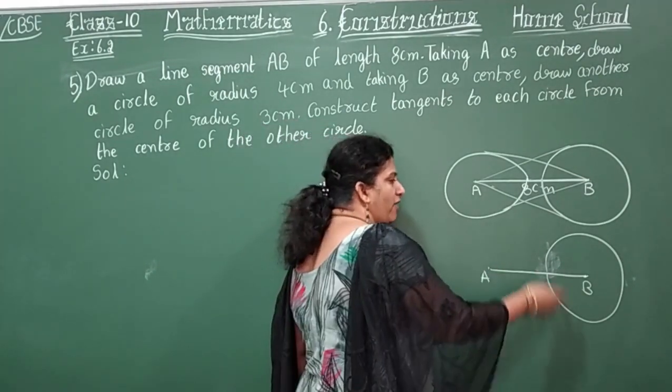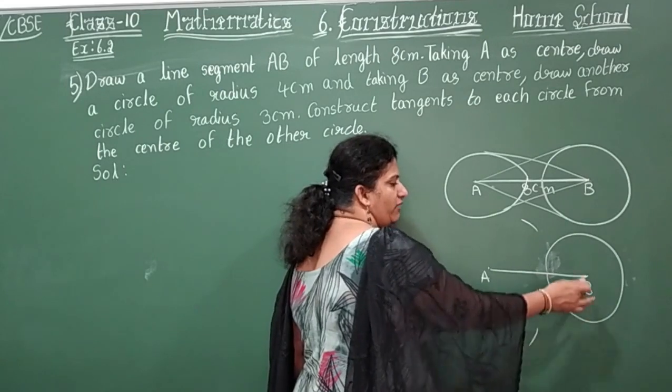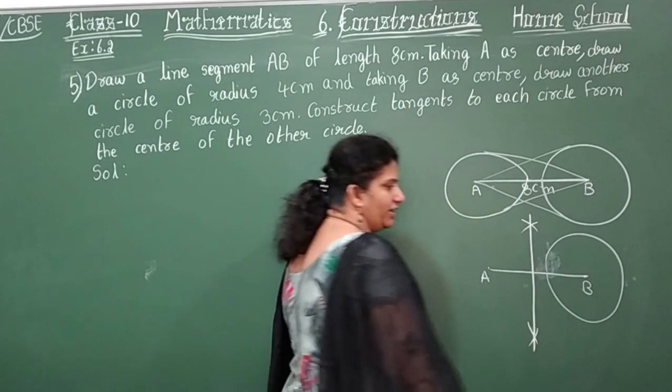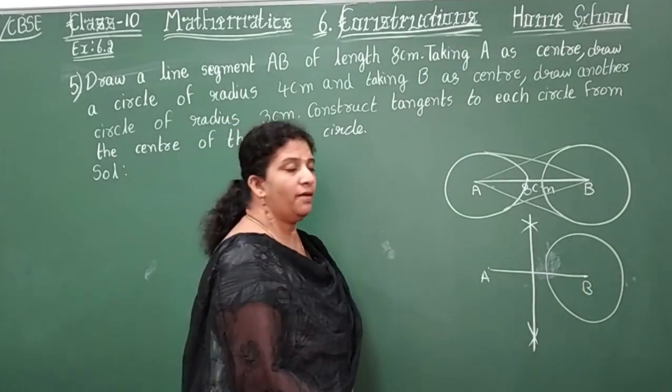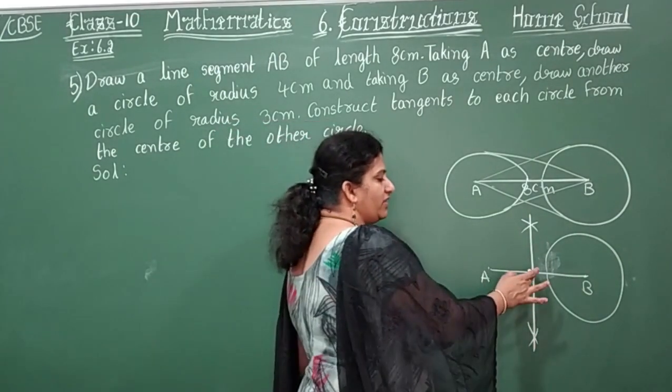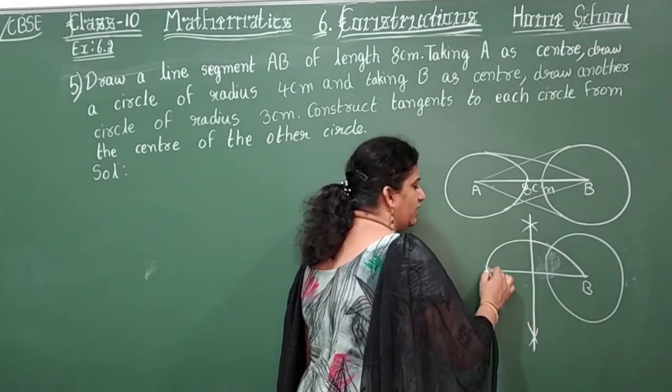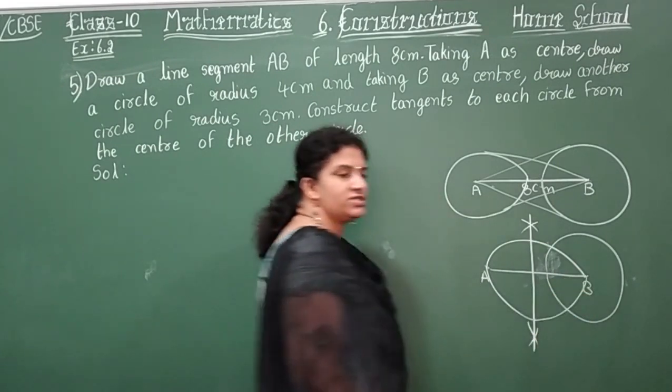More than half, above one arc, below one arc. From here, more than half. Cut the arc, then join. Okay, this is the perpendicular you have drawn. Then with this as a center, measure and do the semicircle. Semicircle, make it a circle.